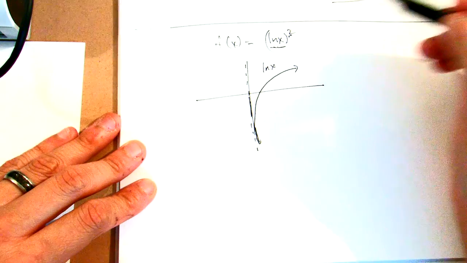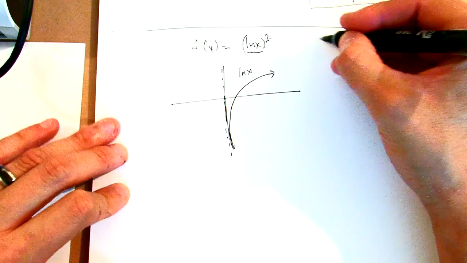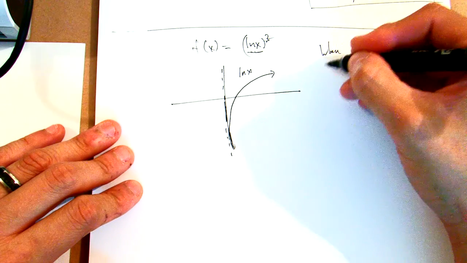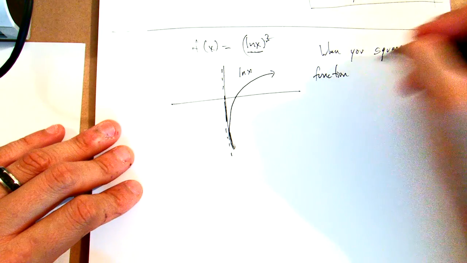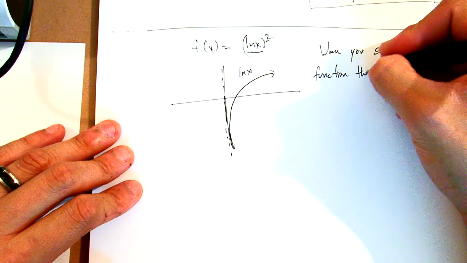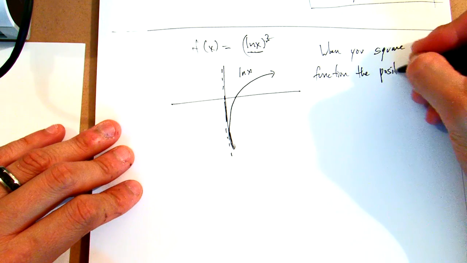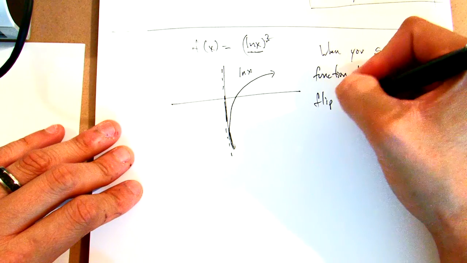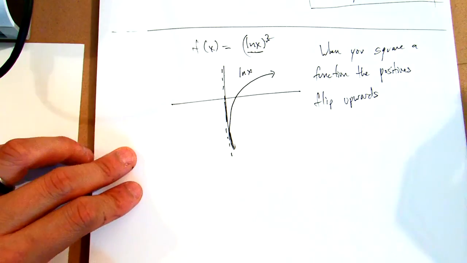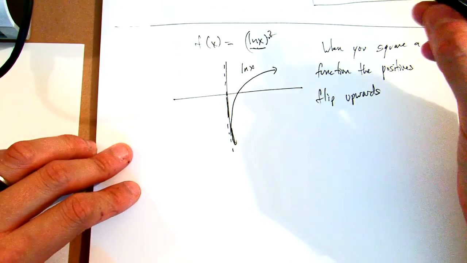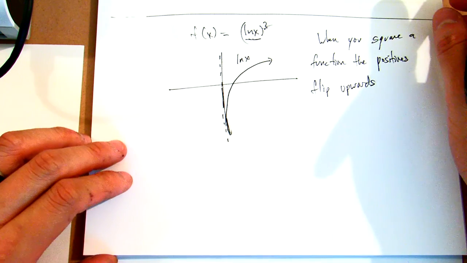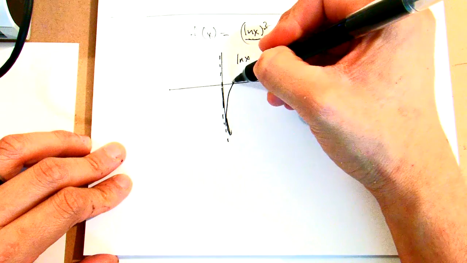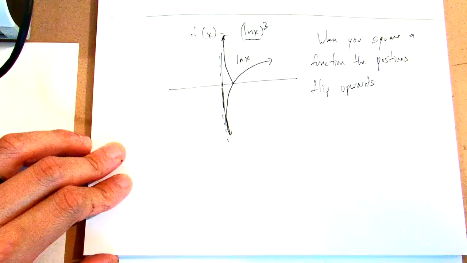square it here. So what happens when I square a function, if you remember, when you square a function, the positives flip upwards. Basically, what is going to happen here is when I square this, these negative values are going to kind of just flip like this here.